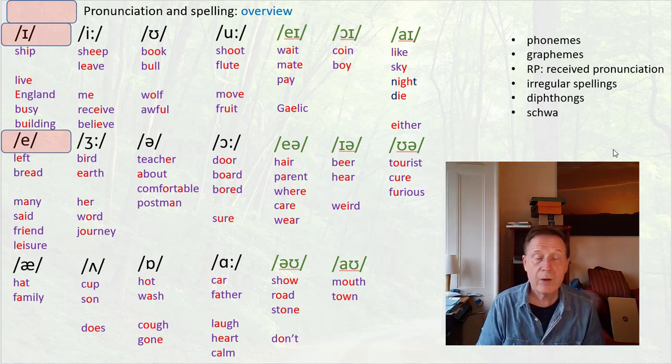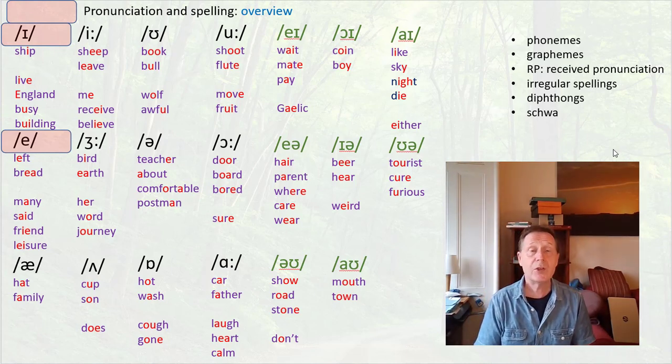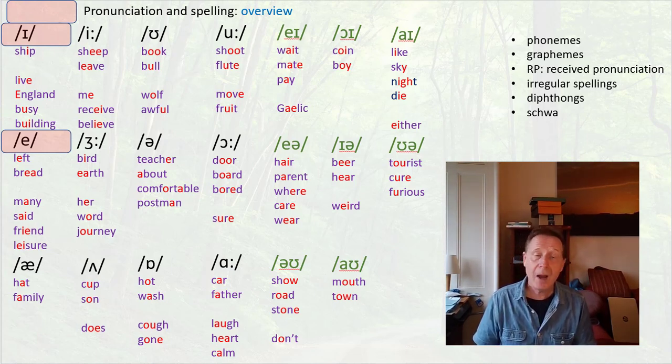This video is one of a series of videos in which I look at the sounds and the spellings of English, and I'm looking at phonemes. So, you can watch my other video in which I talk about all the different sounds and spellings in English. Today, in this video, we're looking at the phonemes E and I.